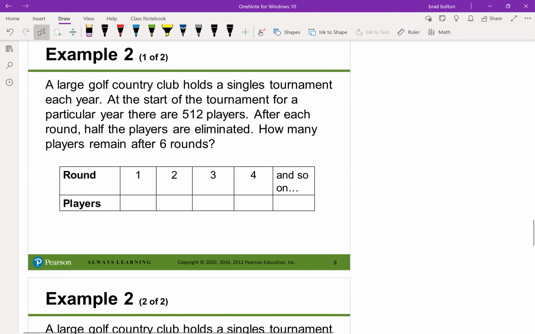So it says a large golf country club holds a singles tournament each year. At the start of the tournament for a particular year, there are 512 players. After each round, half the players are eliminated. How many players remain after 6 rounds?